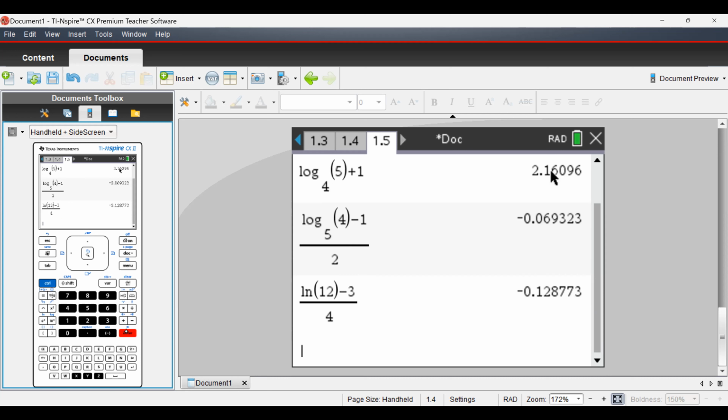Hit enter. What is our answer? Good, negative 0.13. You're right, you're correct. I just didn't say the 0 in the front. Good, all right, that's the end.